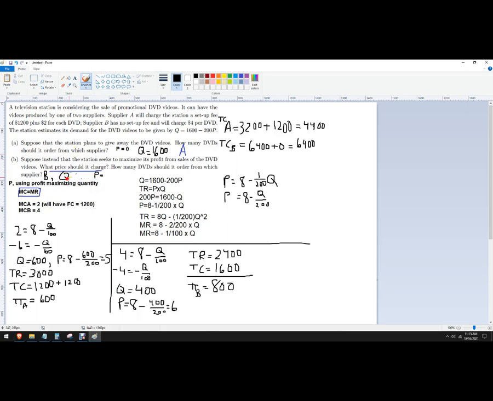So quantity is 400. And if I make 400 or order 400 from that company, then I should charge a price of 6. We'll make a profit of 800, which is more than 600. So I'm going to go with B.